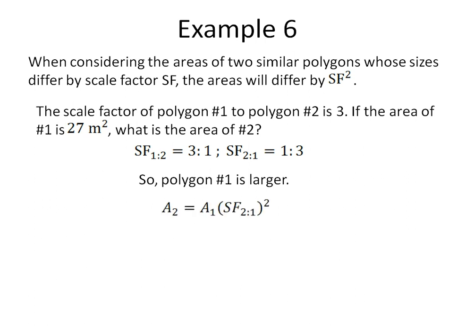Okay, so the area of the second one is equal to the area of the first one times the scale factor of 2 to 1, which is 1 to 3, squared. Okay, so the area of the second one is equal to 27, which is our original value, times 1/3 squared, is equal to 27 times 1/9, which gives us approximately 3 square meters, or actually exactly 3 square meters.